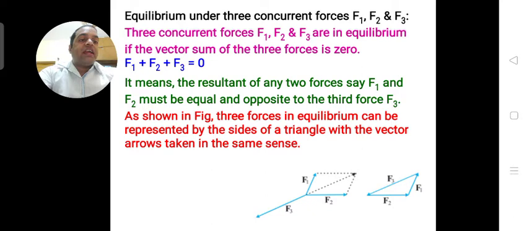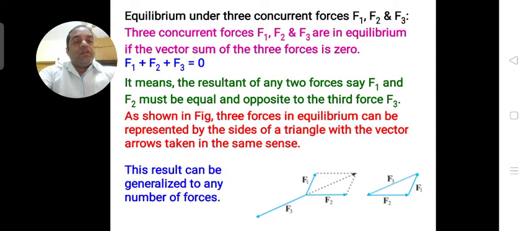As in the second picture, these three forces represent the three sides of the triangle taken in the same order, then their resultant will be equal to 0. This result can be generalized to any number of forces.